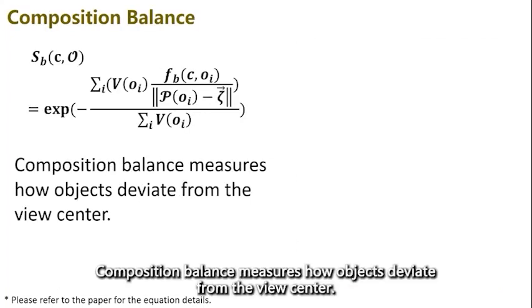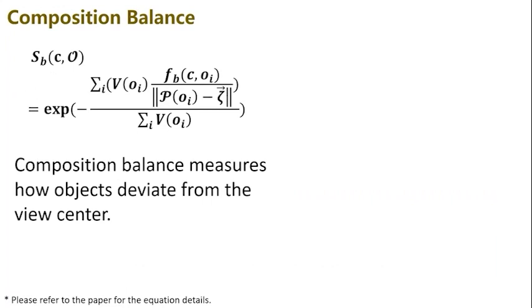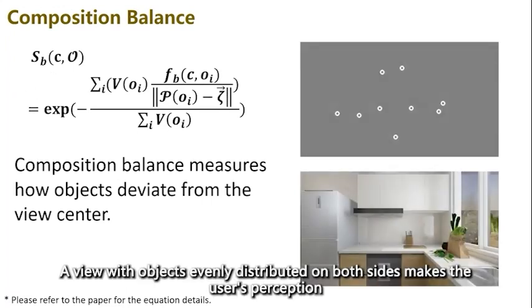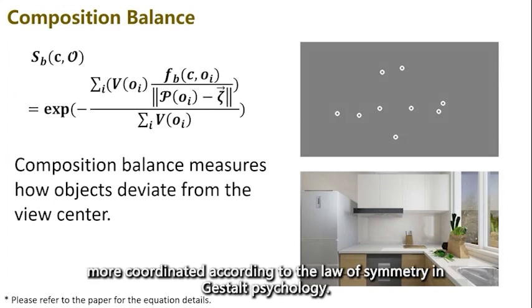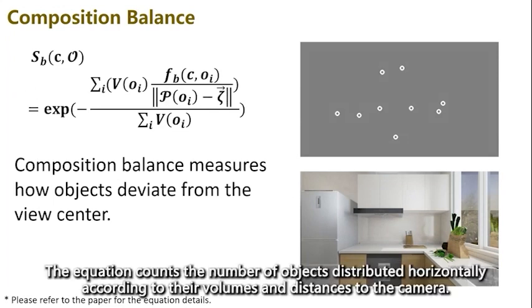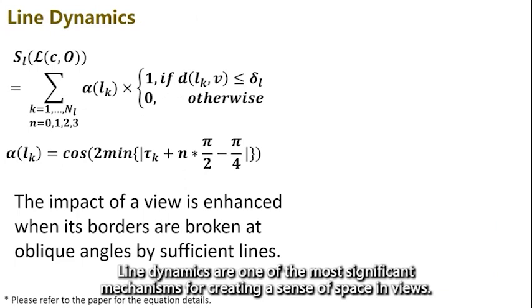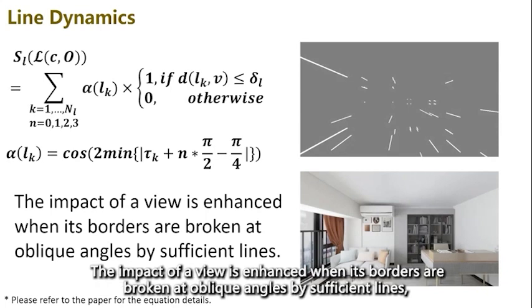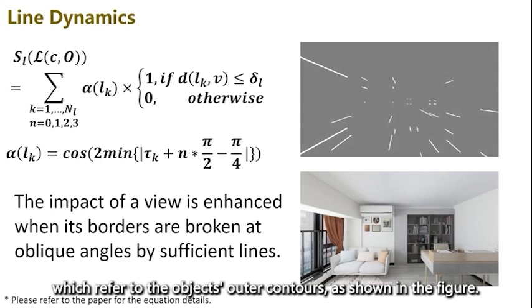Composition balance measures how objects deviate from the view center. A view with objects evenly distributed on both sides makes the user's perception more coordinated according to the law of symmetry in Gestalt psychology. The equation counts the number of objects distributed horizontally according to their volumes and distances to the camera. Line dynamics are one of the most significant mechanisms for creating a sense of space in views. The impact of a view is enhanced when its borders are broken at oblique angles by sufficient lines, which refer to the object's outer contours, as shown in the figure.